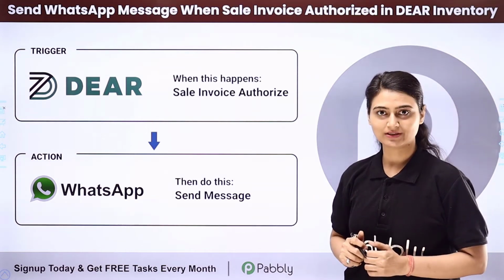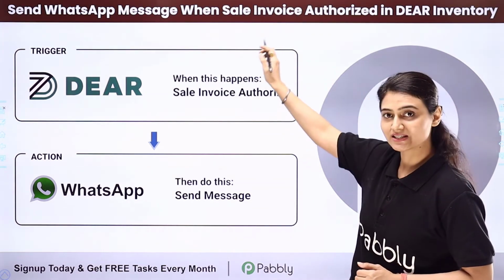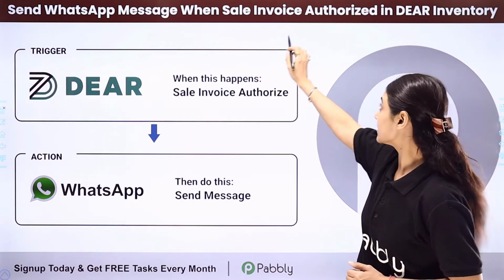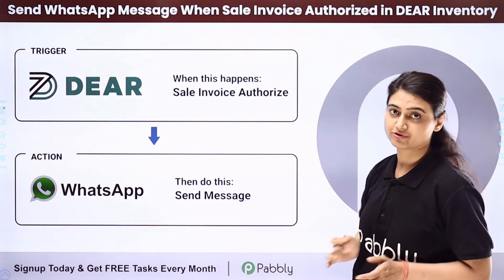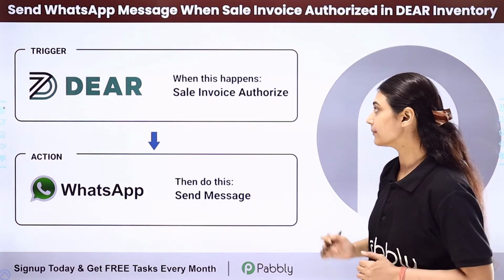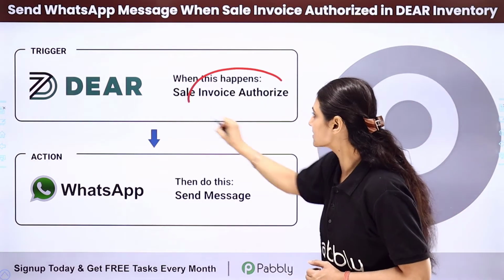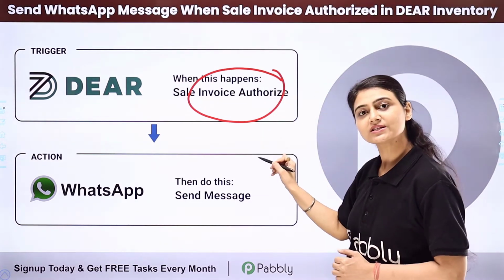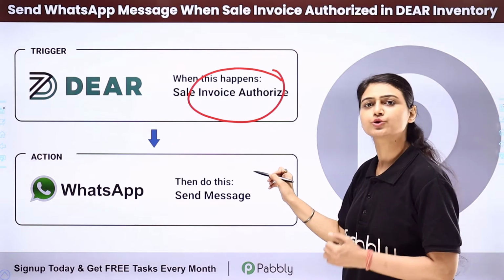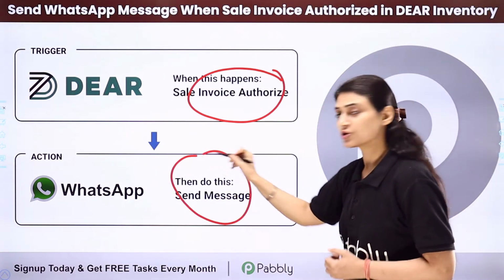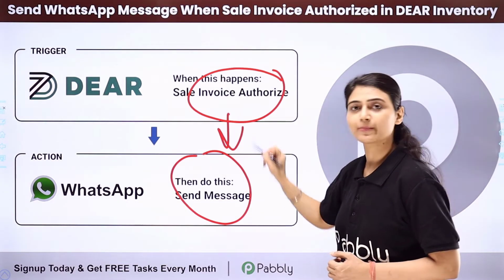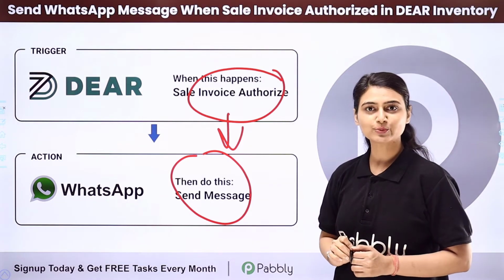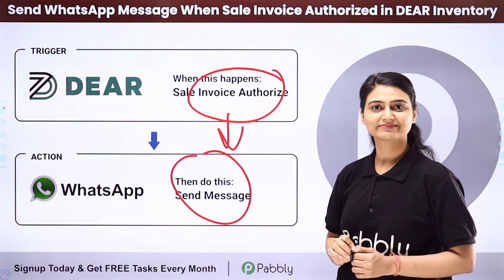In this video, we will learn how you can automatically send a WhatsApp message when a sales invoice is authorized in Dear Inventory. So let's say you want every time a sales invoice is authorized in Dear Inventory, a WhatsApp message regarding the same should be sent to your client or, say, teammate. So we are going to automate this entire process using Pabbly Connect. Come to my screen to see how we do this.